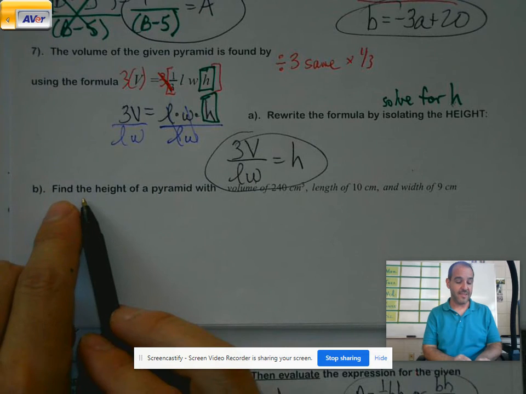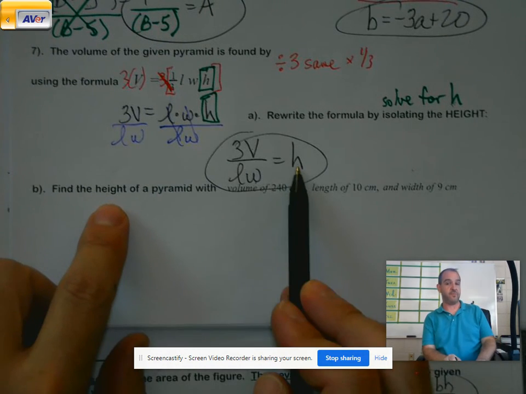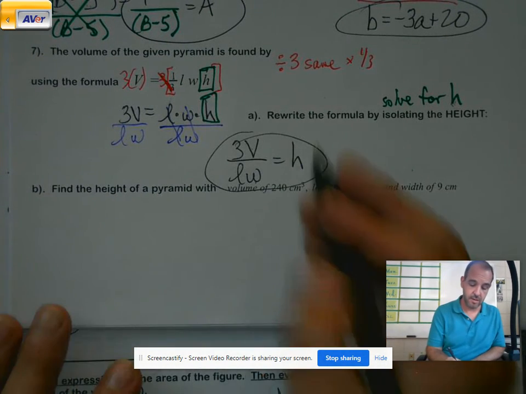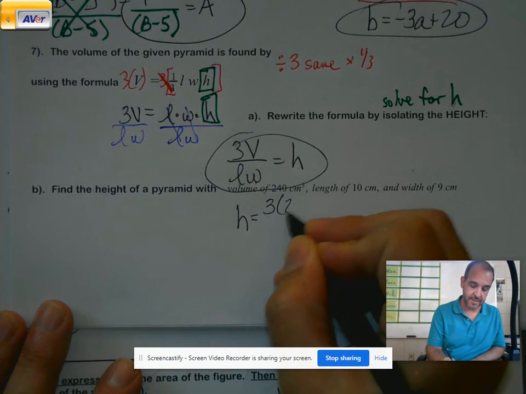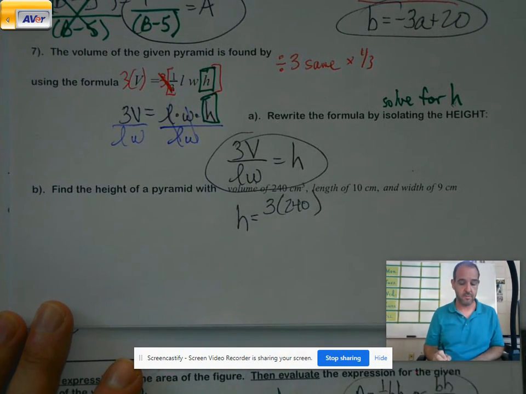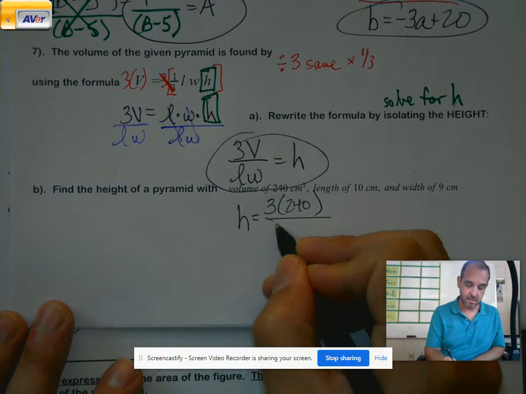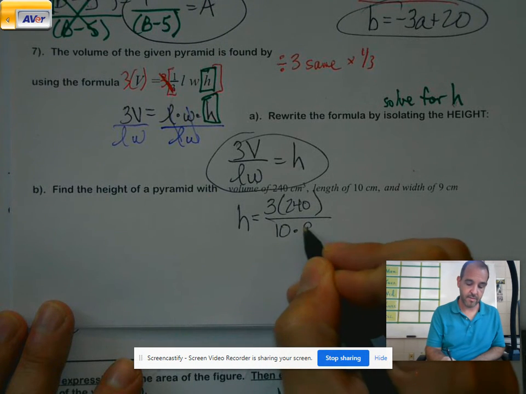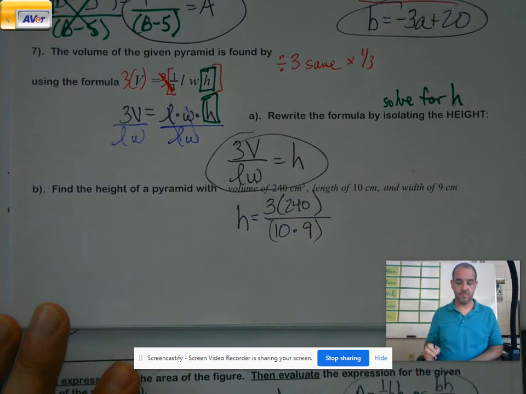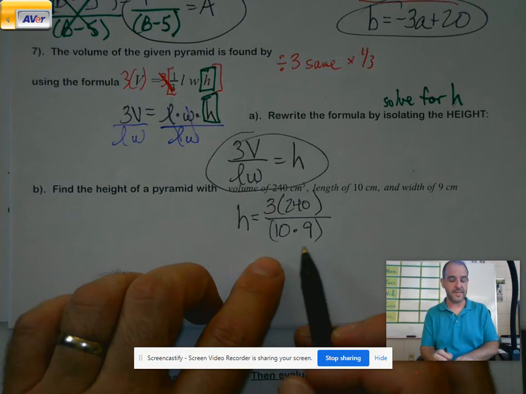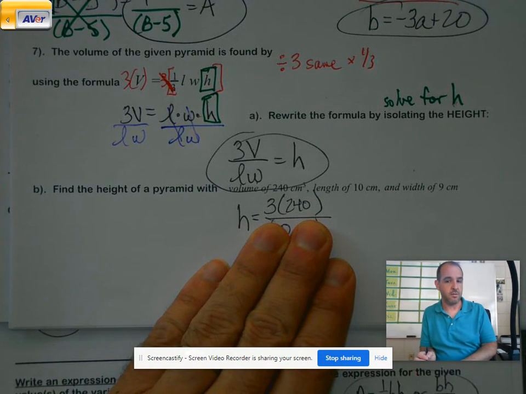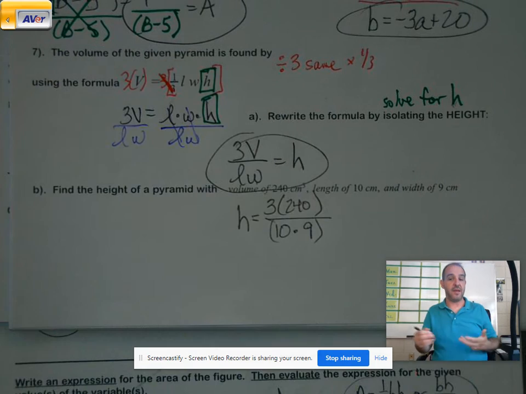Now, find the height of the pyramid. Thankfully, we have it solved for h now. This is going to be a lot easier. With a volume of 240. So replace the V with 240, a length of 10, and a width of 9. And now we just go to the calculator. And again, I always tell people, either you need to use the parentheses or just do your numerator, then do your denominator, then divide the answers.